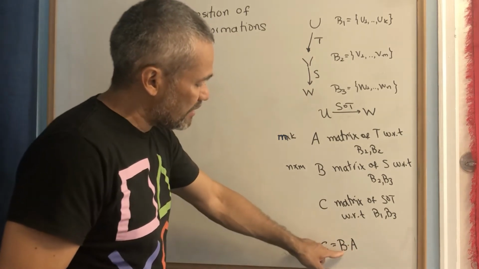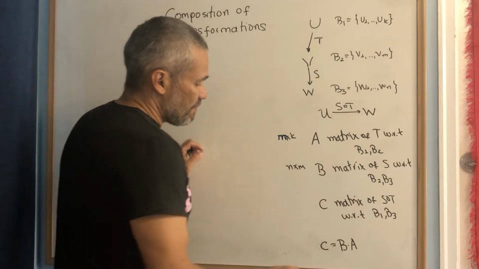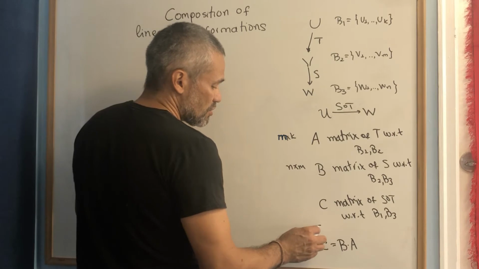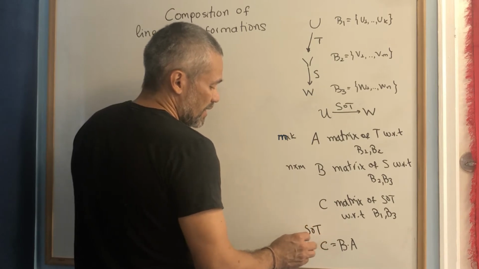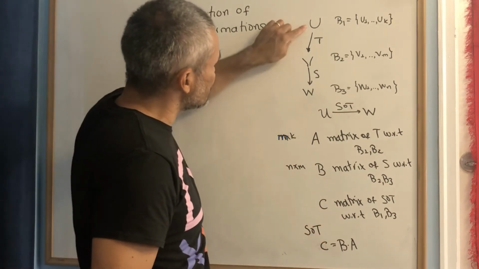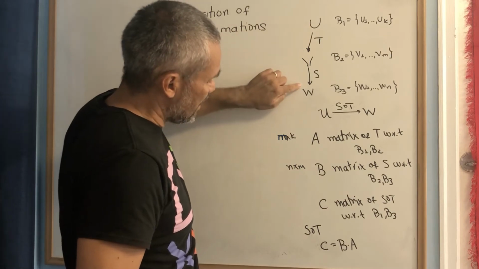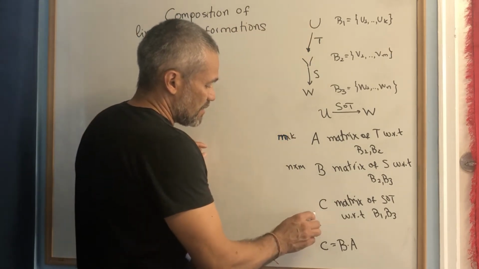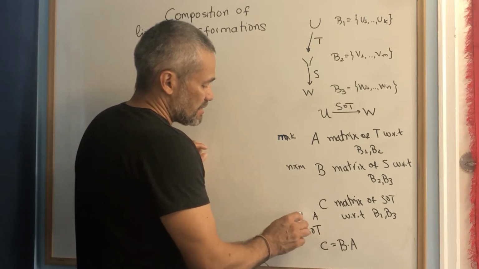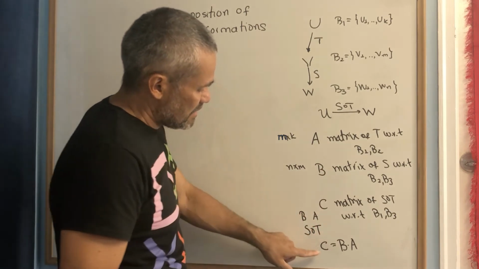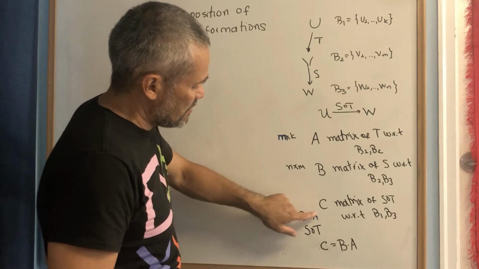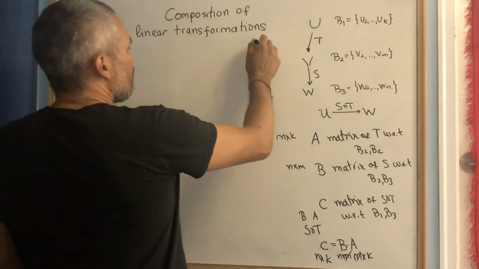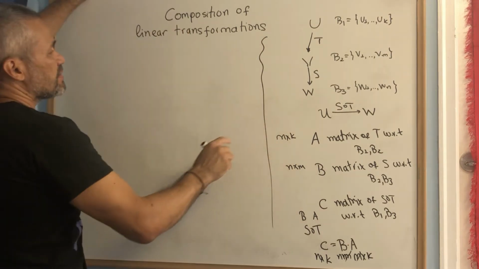One way to remember the order of this is the following. Notice that this C is the matrix of the composition S composed with T. We write it like this because first we act with T and then we act with S. But the matrix of T is the matrix A, and the matrix of S is the matrix B. That means that C is B times A in this order. Let's do an example that illustrates this theorem.